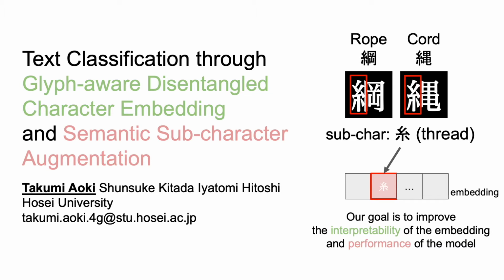Glyph-aware character embedding has a number of attractive advantages, and today's talk is a proposal of a method that increases the interpretability of the embedding and the performance of the model on them. The proposed Glyph-aware Disentangled character embedding enhances the interpretability, and the proposed semantic subcharacter augmentation improves the performance.